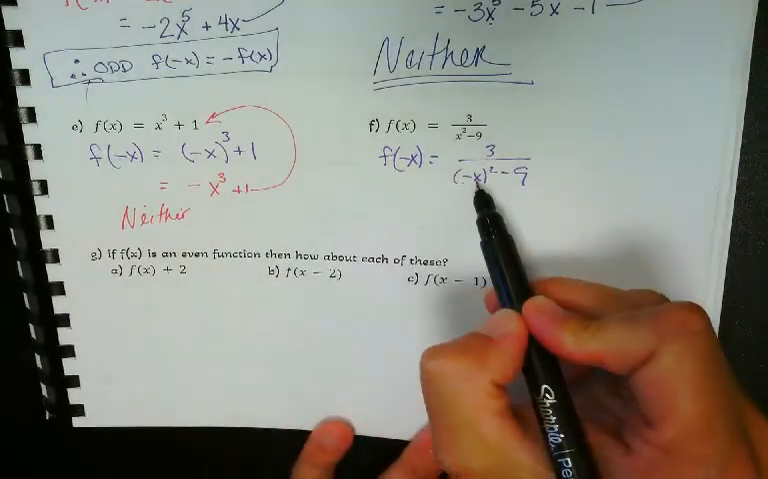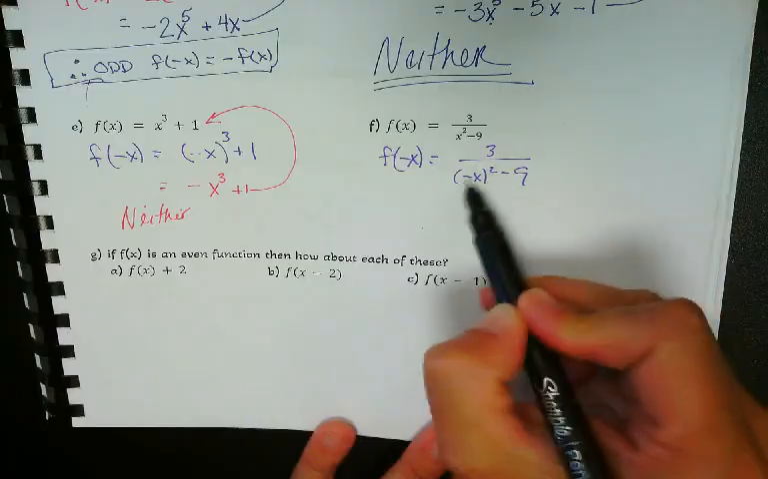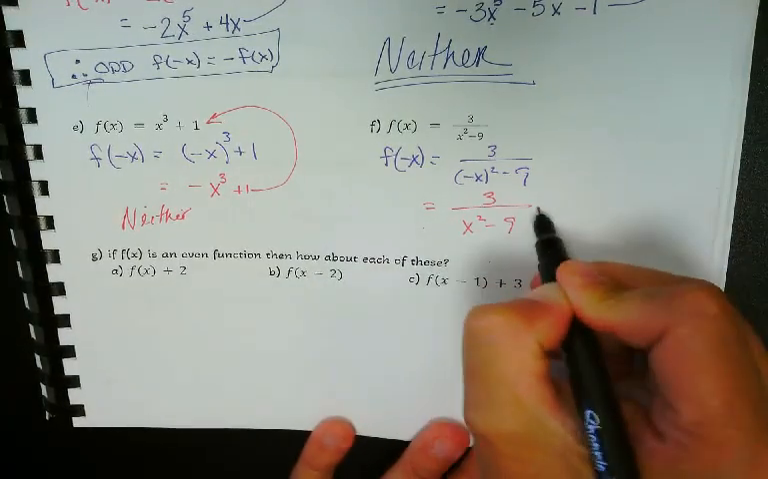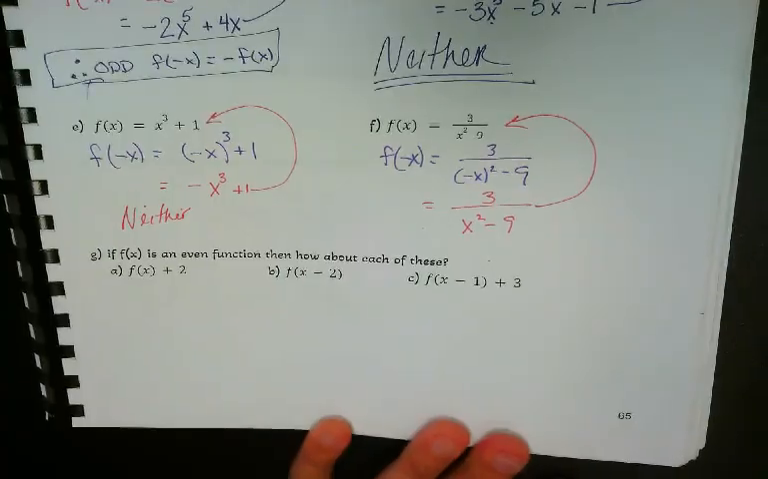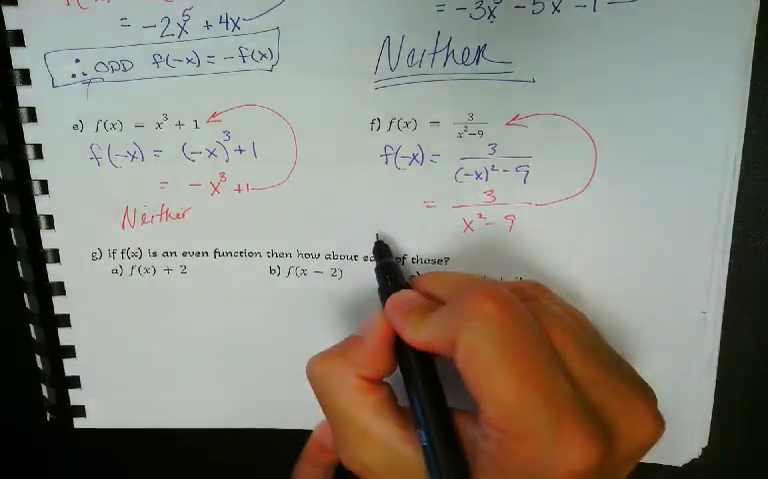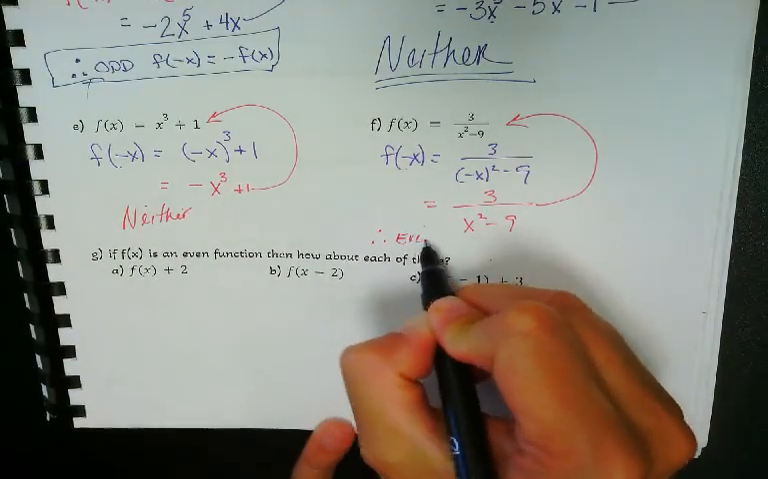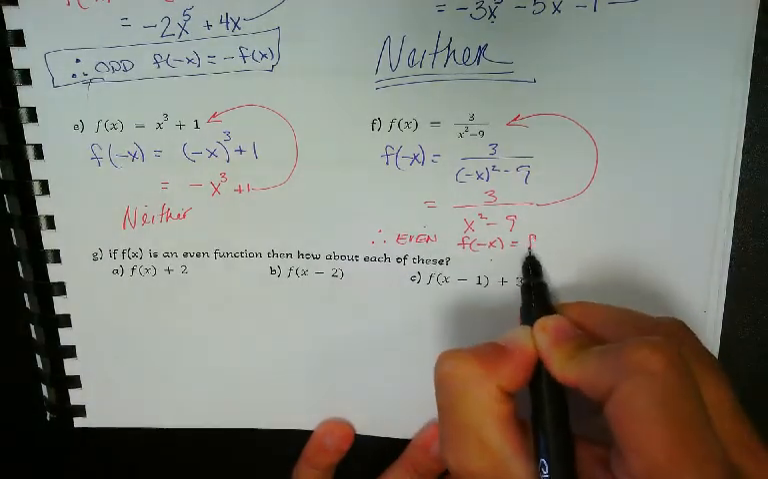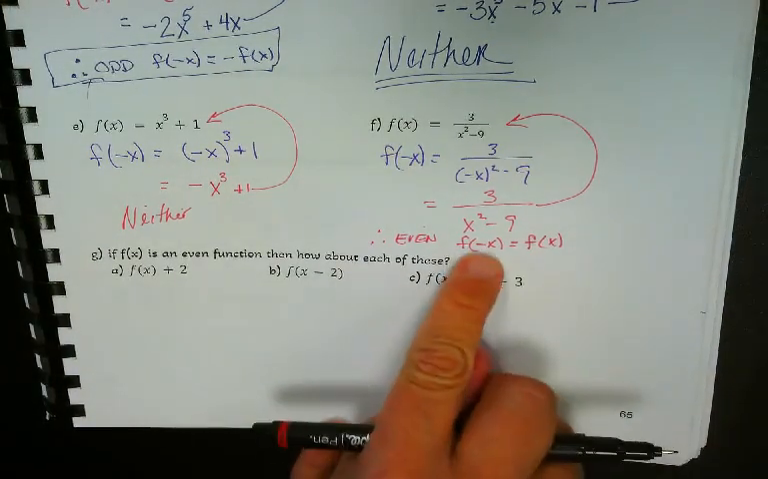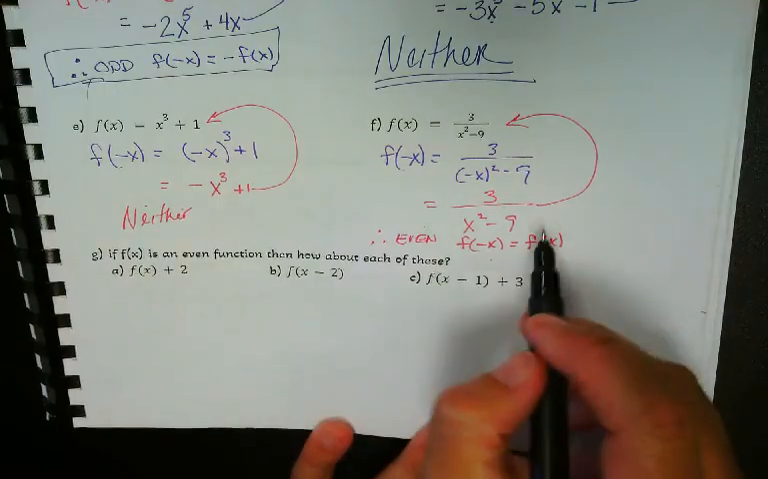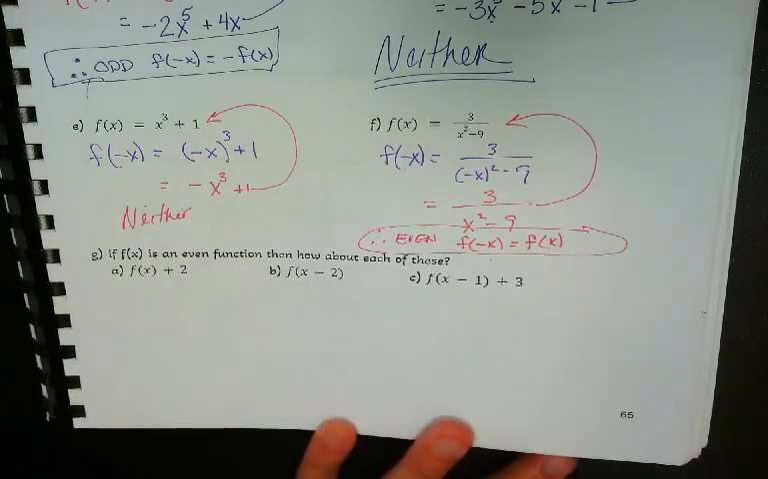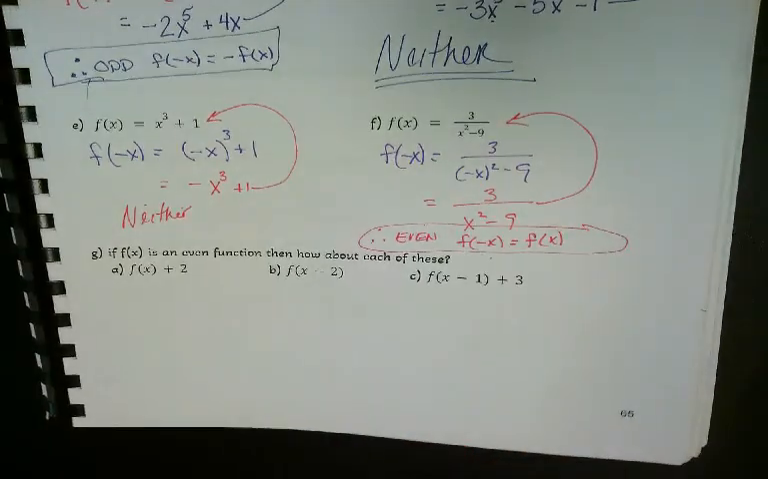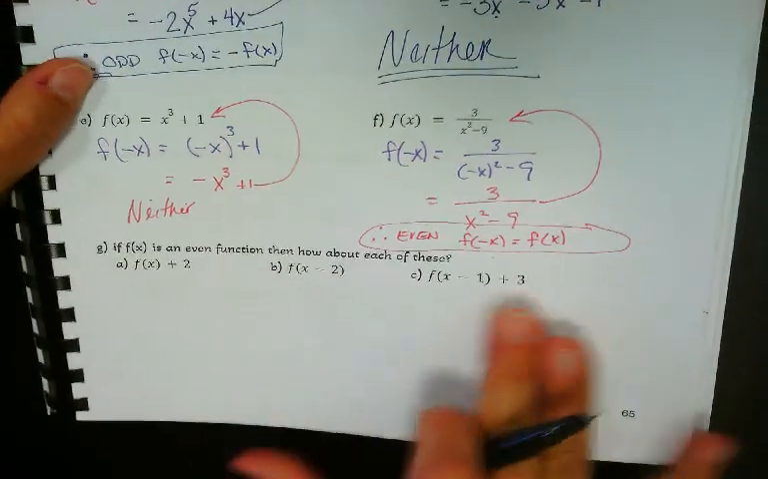On F, I'm only substituting in here. If I square a negative, I'm always going to get a positive. So if I compare that to the original, it looks exactly the same. So we're going to say, therefore, even, and then state your even rule. F of negative x equals f of x. When I substituted the negative in, I got out the original.